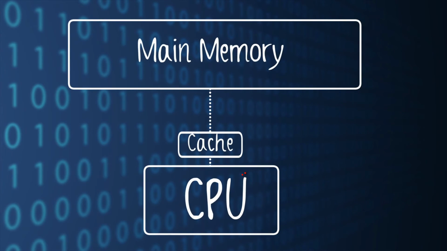This allows the CPU to check the fast cache for data first. If it finds it, it doesn't have to wait for the much slower main memory. The larger the cache memory, the slower it becomes. To get around this, we have different levels of cache memory.